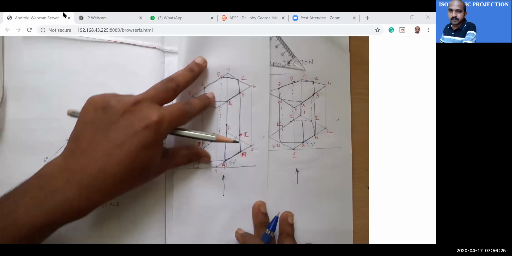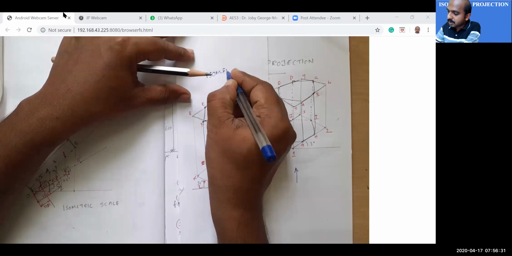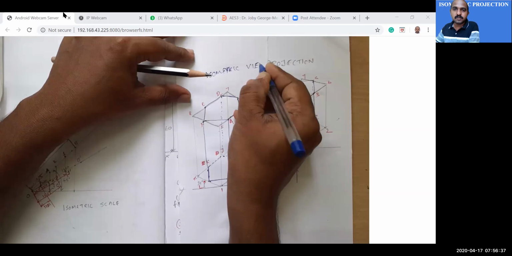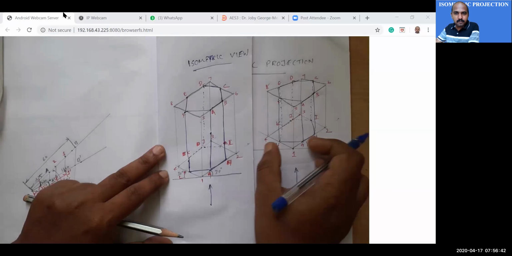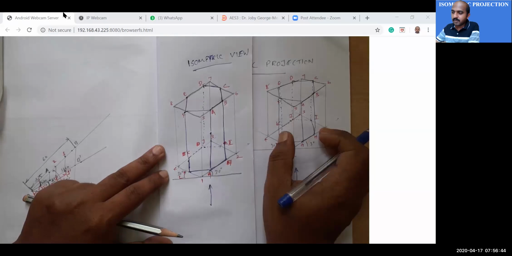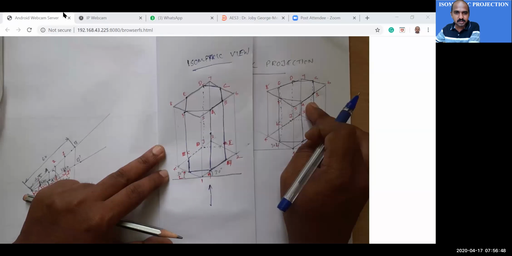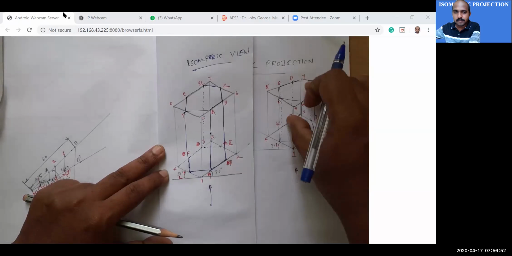Now we compare. So what is this one? This one is your isometric view, and this is your isometric projection. You can see that the shape is the same. The shape of both the isometric view and isometric projection are the same, but all the dimensions are reduced by 0.82 in the projection.